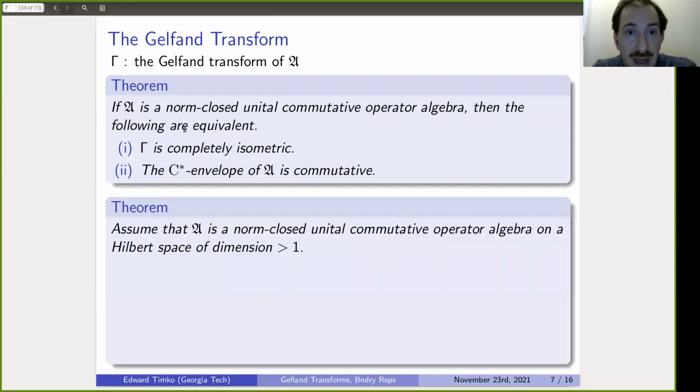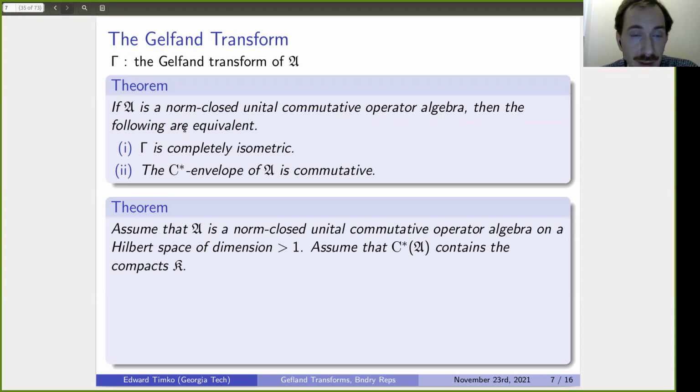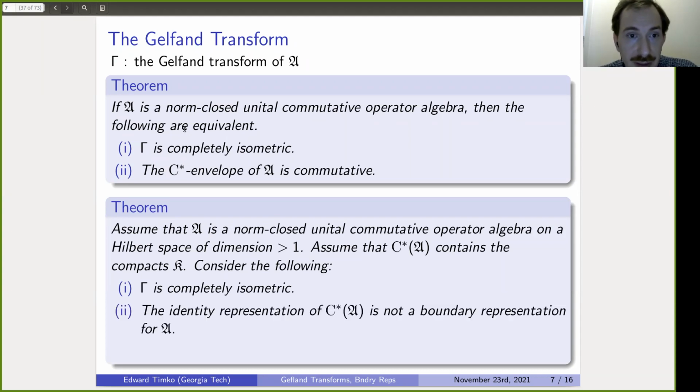Another is the following. If A is a norm-closed unital commutative operator algebra on a Hilbert space of dimension 2 or greater, and we know that C*(A) contains the ideal of compact operators, then consider the following statements: one, gamma is completely isometric, and two, the identity representation of C*(A) is not a boundary representation for A. Then one implies two. So the Gelfand transformation being completely isometric implies that the identity representation is not a boundary representation. But if you know that C*(A) mod the compacts is commutative, then these two statements are equivalent.